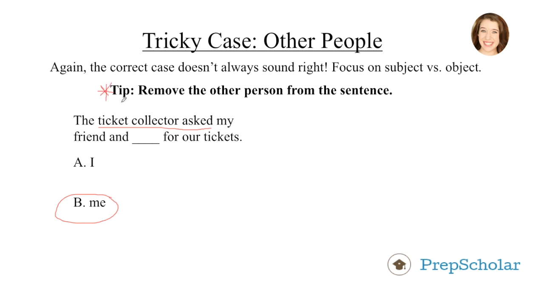The other way we could solve this is to use this little tip here, put a little asterisk by it so we remember it, to remove the other person from the sentence. So we just totally cross out this other person and just say, would we say the ticket collector asked I or the ticket collector asked me? The ticket collector asked me is the way we would say this in correct English. Through both the use of knowing subject and object case pronouns and by using this helpful tip, we know which pronoun to use. Let's try another problem.